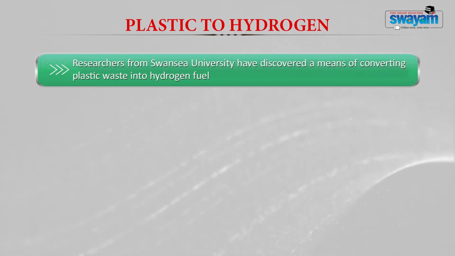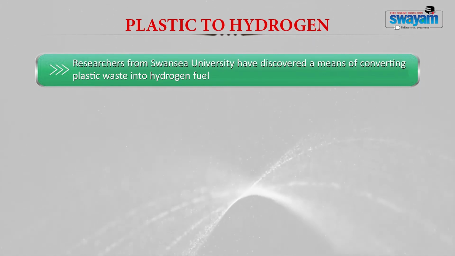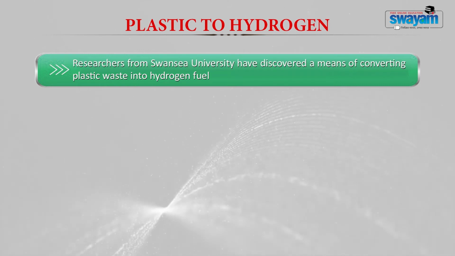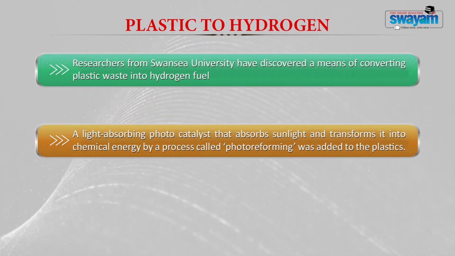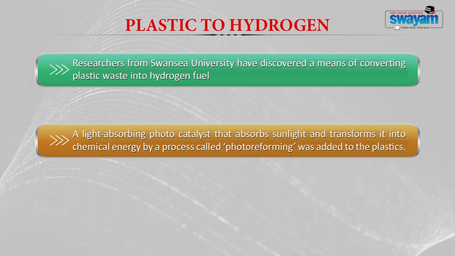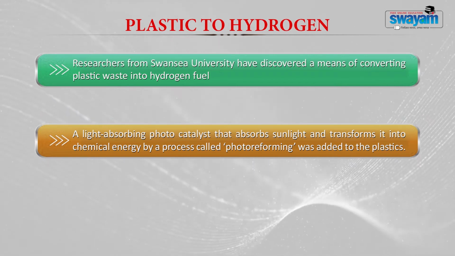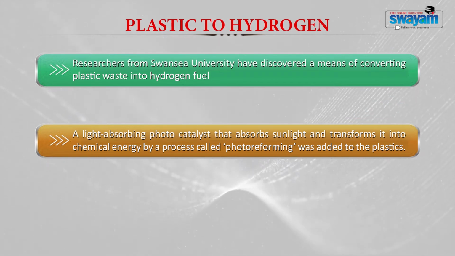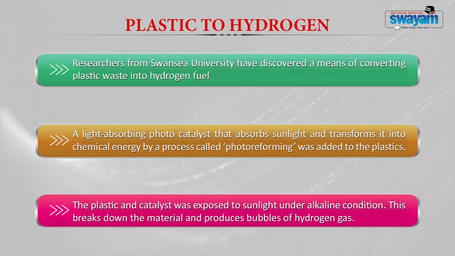Researchers from Swansea University have identified a way to generate hydrogen fuel from plastic waste. Here they use a light absorbing photocatalyst which has the potential to absorb sunlight and transfer it into chemical energy by a process termed photoreforming. This catalyst will be added to the plastics and exposed to sunlight under alkaline condition.